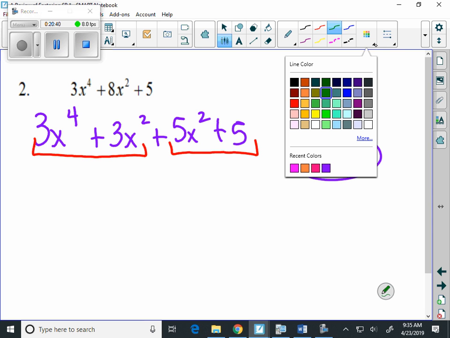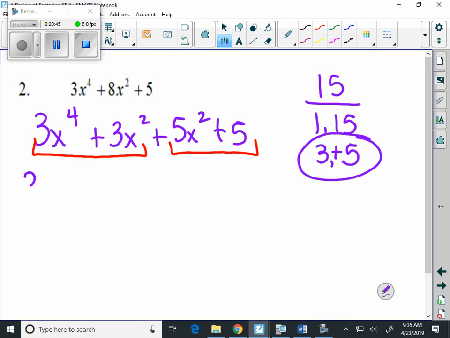So within our group here, in the first group, greatest common factor of the numbers is 3. Greatest common factor of the variables is the lowest exponent, which is x squared. And when we factor out 3x squared, 3 divided by 3 is 1. X to the 4th divided by x squared: we had 4 x's, we took out 2. We still have 2. 3x squared divided by 3x squared is 1. And that's why I wanted to put that in. We need that 1 in there.